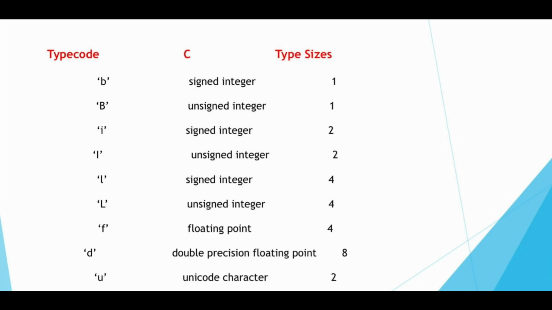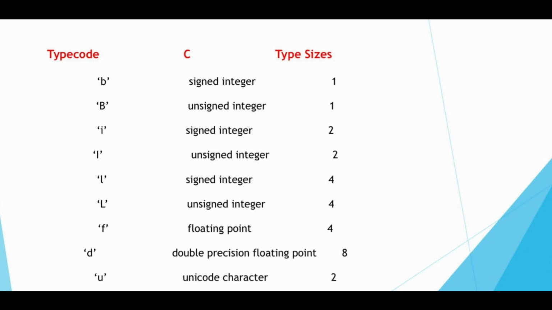So these are the different types of type codes and the type sizes. First, small b. It is a signed integer. It allocates 1 byte of memory. Next, capital B. It is an unsigned integer. It also allocates memory of 1 byte. Small i. It is a signed integer. It allocates the memory of 2 bytes. Next, capital I. It is an unsigned integer. It allocates the memory of 2 bytes.